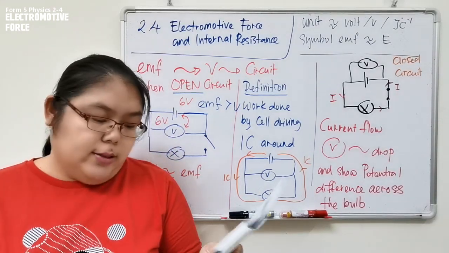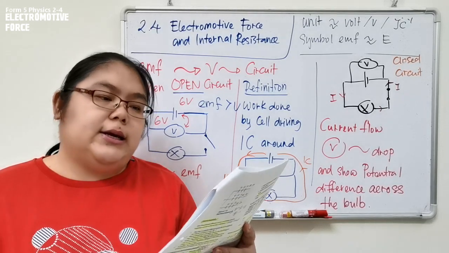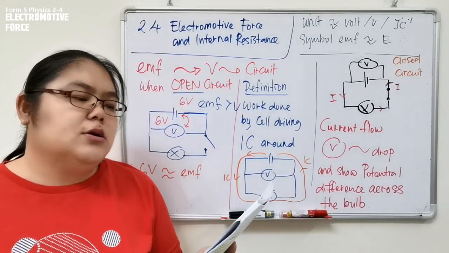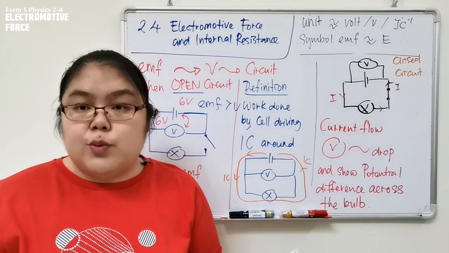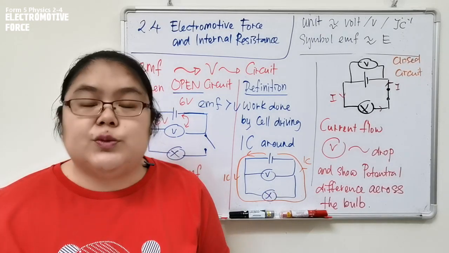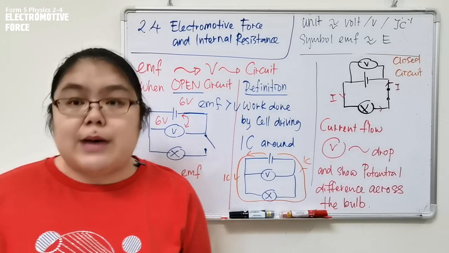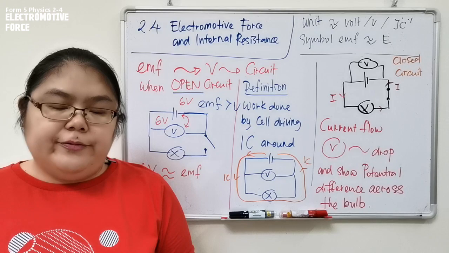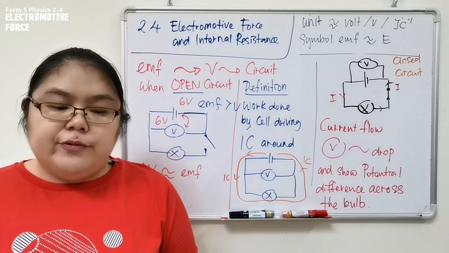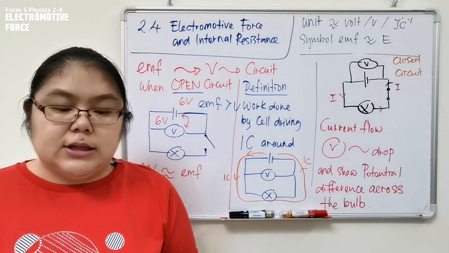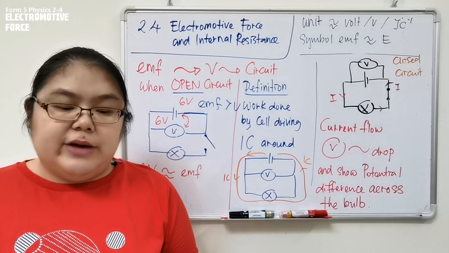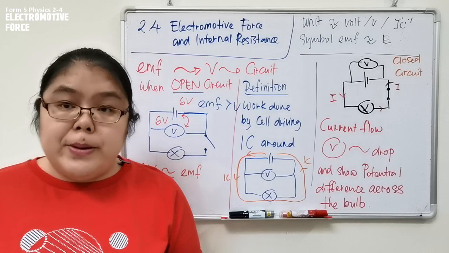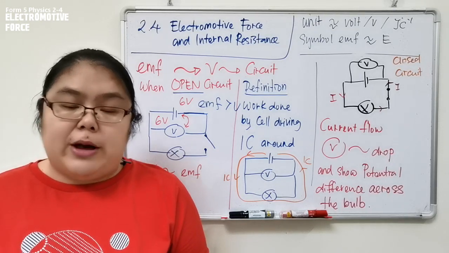Okay, let's see the first one. When open circuit, no current flows. Everybody agree, no current flows. The voltmeter shows the reading 1.5. What is this 1.5 actually? The 1.5 is the EMF. Agree? Okay, then number 3, EMF is the reading of the voltmeter which is connected directly across the terminals of the cell. Then the EMF is 1.5. So this is what they want to explain about open circuit related to the EMF.